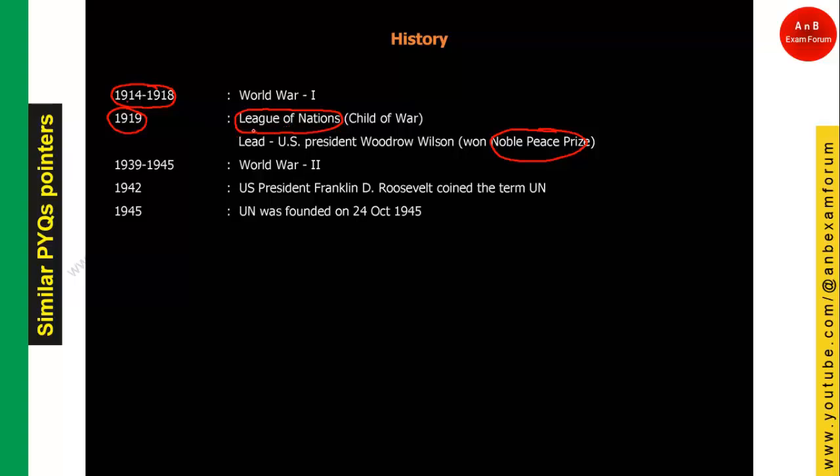But the thing is that the League of Nations could not do such a thing. It was not able to stop the war. In fact, in 1939 to 1945, a second world war happened. All the developed countries were fighting with each other. Again, this war was a tragedy, with loss of life, loss of money, loss of economy. So again, during that time, US President Franklin D.